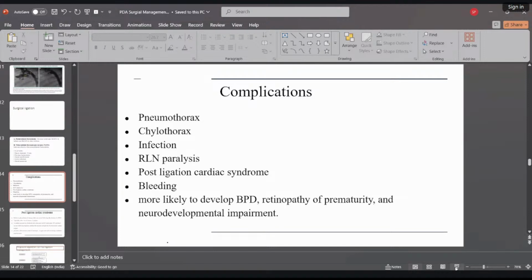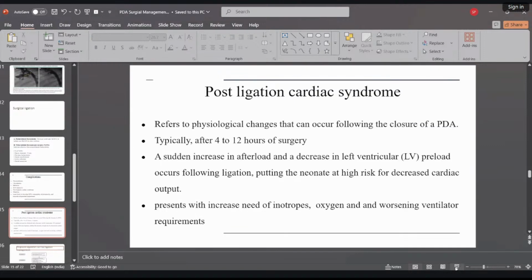They can cause BPD, retinopathy of prematurity, and neurodevelopmental impairment. The most common syndrome associated with PDA ligation is post-ligation cardiac syndrome. It refers to the physiological changes that can occur following the closure of the PDA. It typically occurs 4 to 12 hours after the surgery, with a sudden increase in afterload and decrease in left ventricular preload following ligation, putting the neonate at high risk of decreased cardiac output. It presents with an increased need for inotropes, oxygen support, and worsening ventilator requirements.